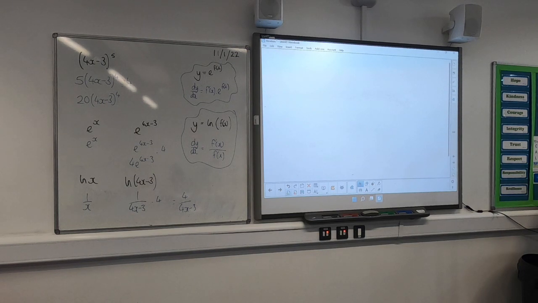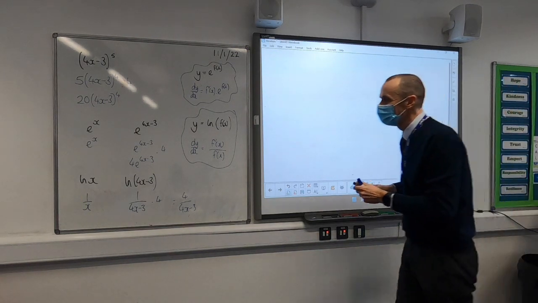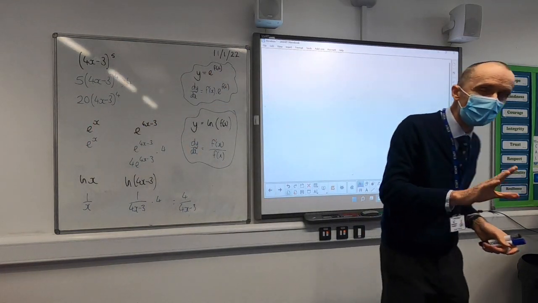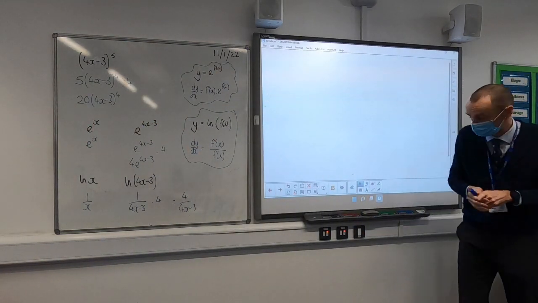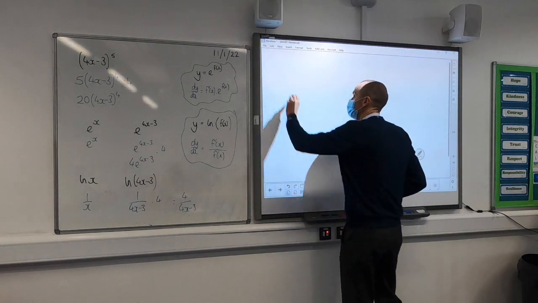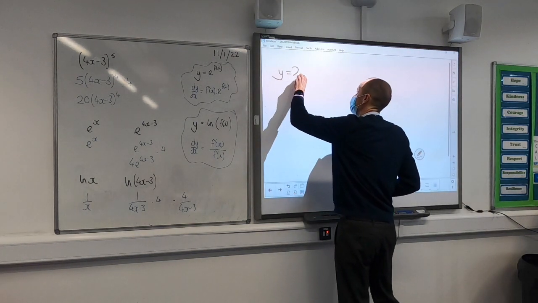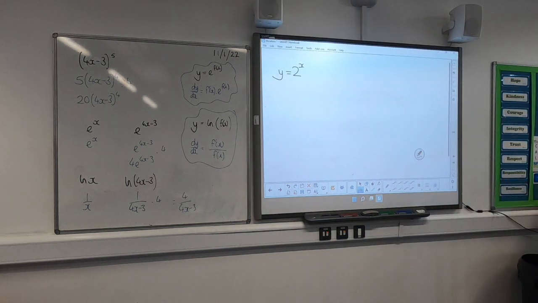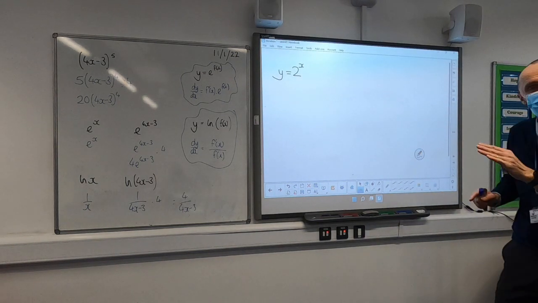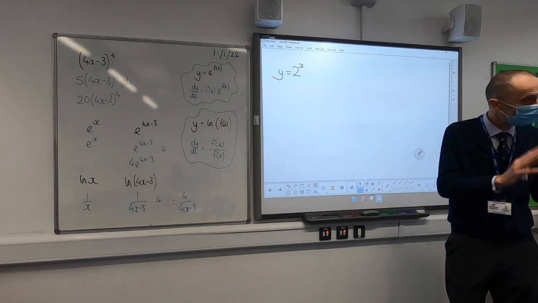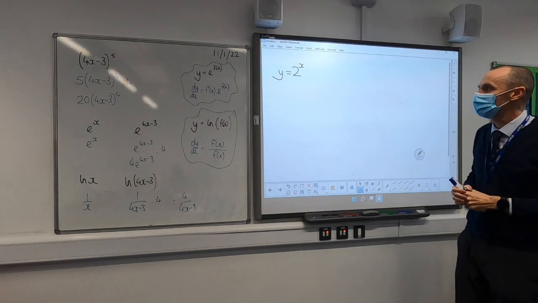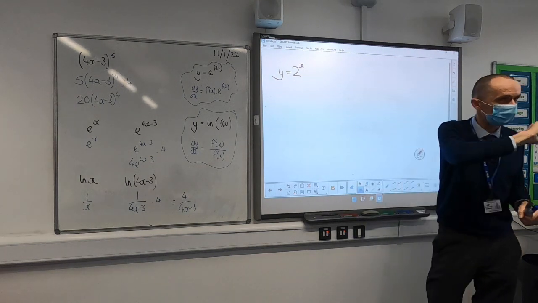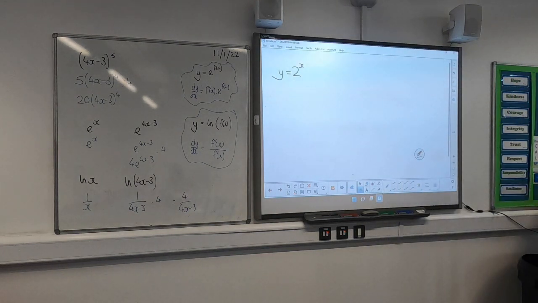Now, we only differentiated e to the power of x. We didn't differentiate other exponential functions, for example, and that's because it's blooming complicated. The good thing about e to the power of x, the reason we tend to use e when we describe exponential growth, because I can write this in terms of e by replacing 2 with e to the power of something, is because it differentiates easy.